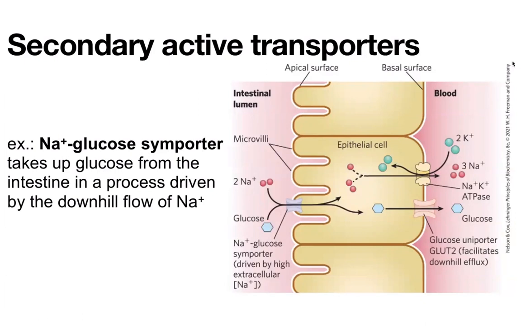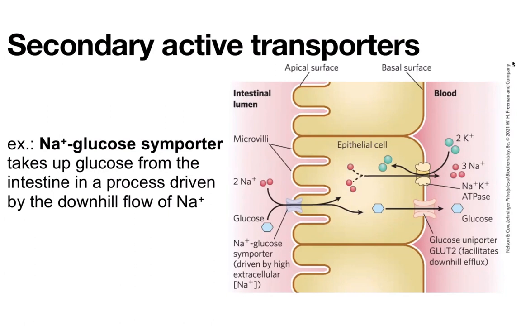Because you have this high extracellular sodium, this is going to drive the movement of glucose into the cell. These secondary transporters will typically have sites, and they'll be regulated in a way that they're only going to open when both of those things are bound, so that you're not wasting the movement of the sodium without actually having glucose there to go through.